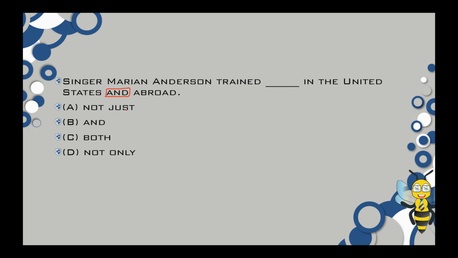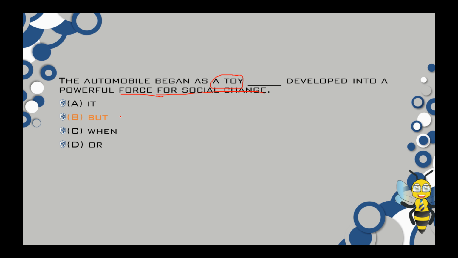Here you have this keyword, the word and. The option and here in the sentence gives you the answer. In this case, the answer is letter C, both, because we're talking about two different places: in the United States and abroad. This is a correlative conjunction. You remember, this is a phrase, and we have here both and.